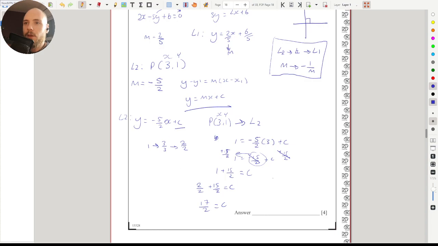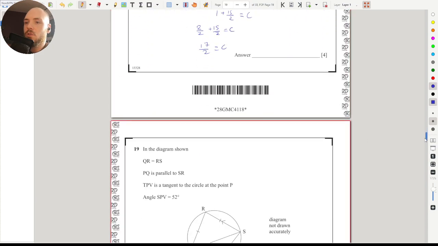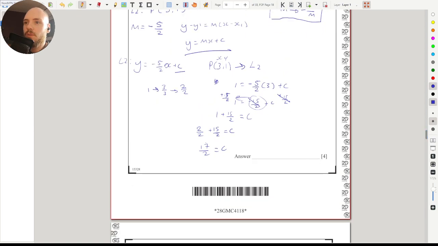Now the question actually asks us for the full equation. So what I'm going to do is pop the c back into our equation here. So line 2 is y is equal to minus 5 over 2 x plus 17 over 2. And then I'll just put that down at the bottom here.